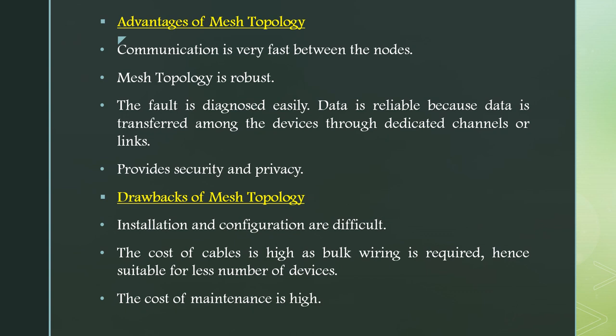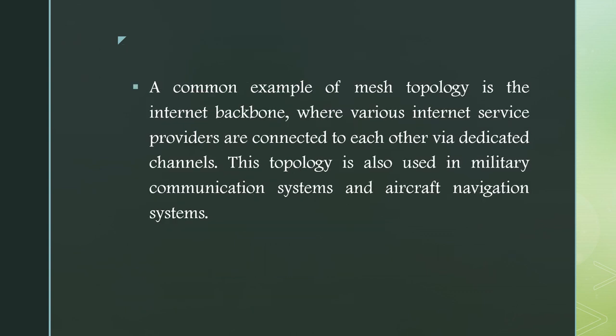Drawbacks of mesh topology. Installation and configuration are difficult. The cost of cables is high as bulk wiring is required, hence it is suitable for a small number of devices. The cost of maintenance is high. A common example of mesh topology is the internet backbone, where various internet service providers are connected to each other via dedicated channels. This topology is also used in military communication systems and aircraft navigation systems.